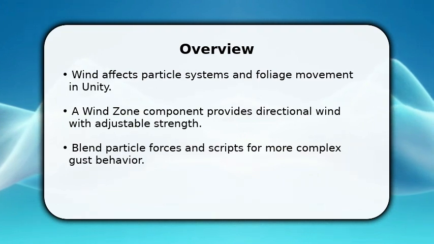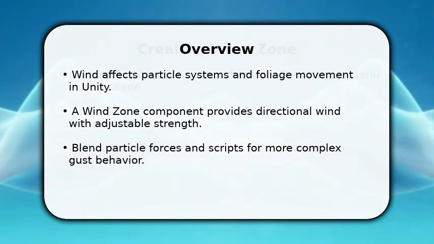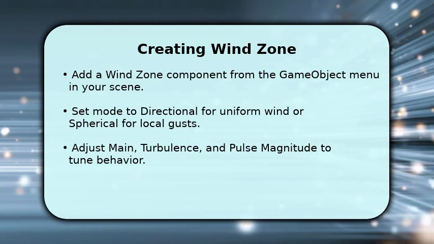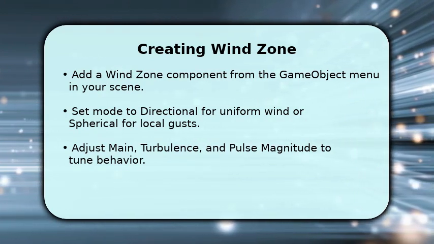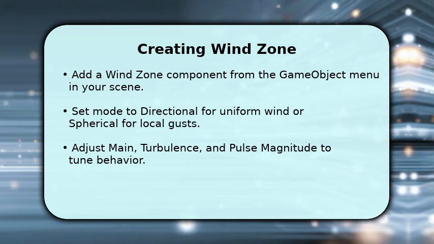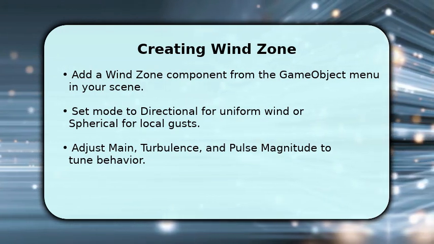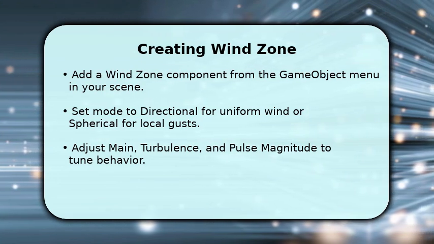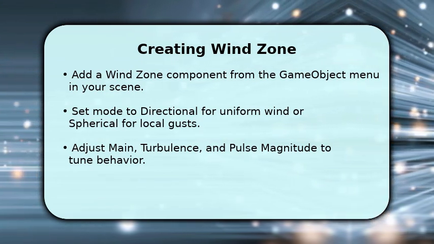Open the Game Object menu and add a wind zone component, then choose directional or spherical depending on scope. Position and rotate the wind zone so its forward vector points where you want wind to blow. Tweak main strength, turbulence, and pulse magnitude to create steady breeze or erratic gusts.